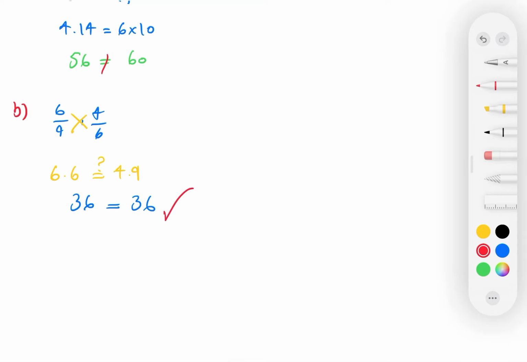So they do indeed form a proportion, because if you cross multiply them, their cross products are going to be equal to each other, which means that they do indeed form a proportion. Let's do another example. For example, C, let's do 7 over 12 and 17.5 over 30. Do these form a proportion? Once again, cross multiply them to see whether their cross products are the same.